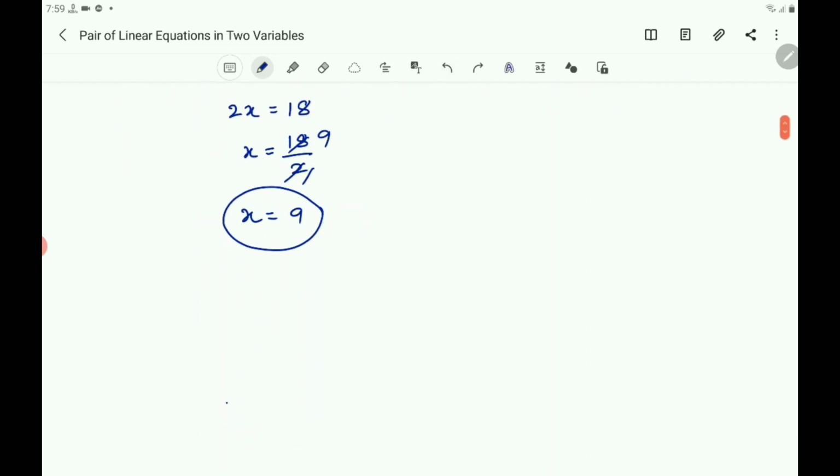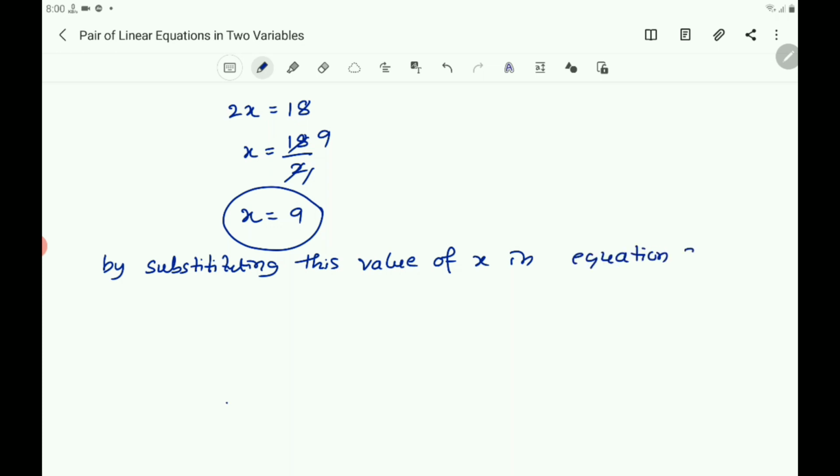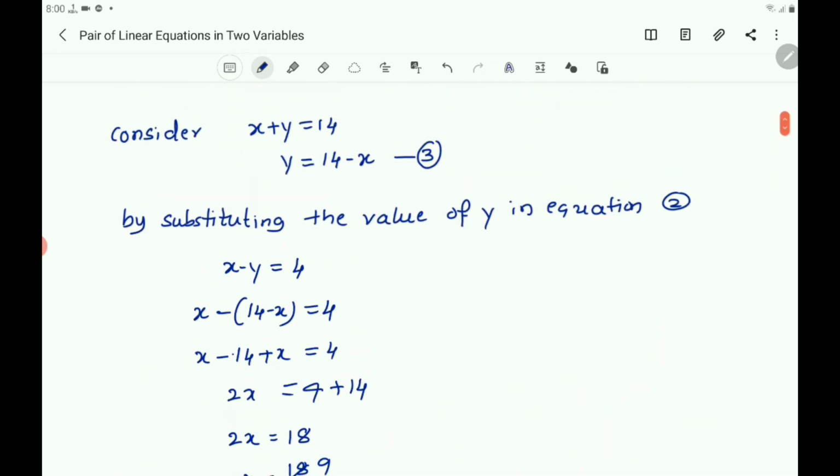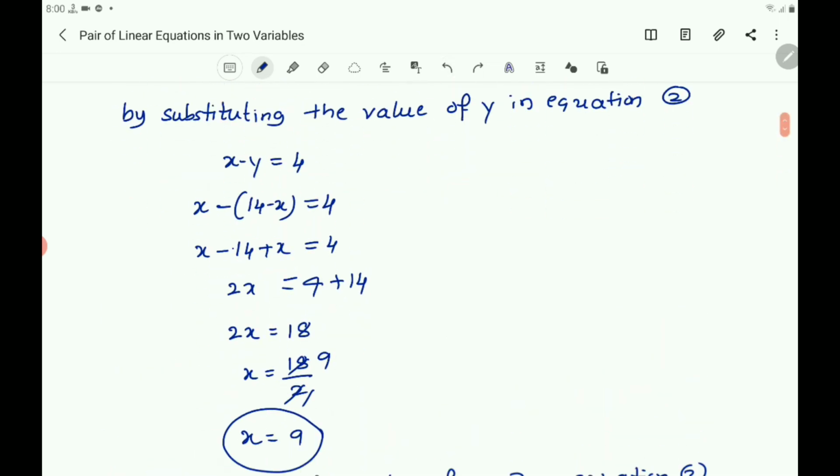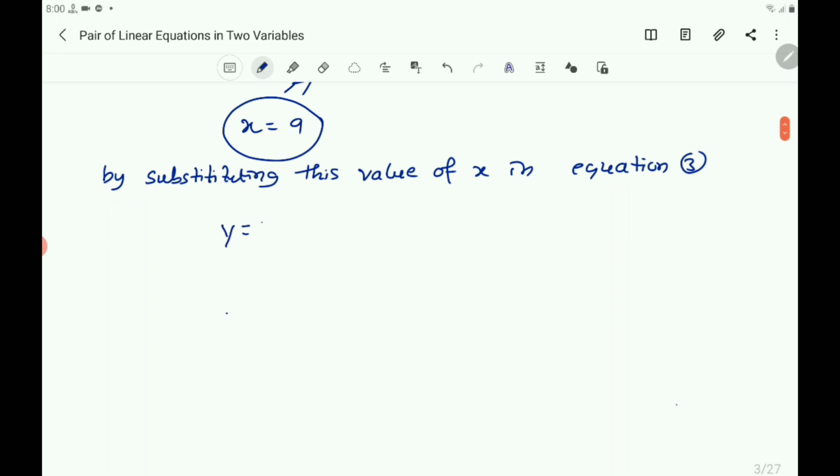So you write, by substituting this value of x in equation 3. In equation 3, write that equation. What is that equation? y equals 14 minus x. Then y equals 14 minus 9. 14 minus 9 is 5, you got.